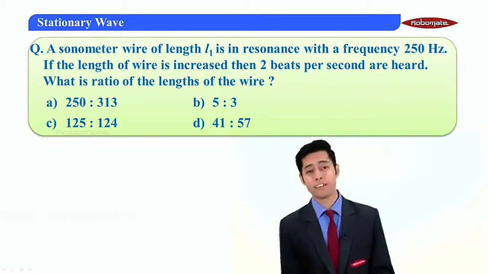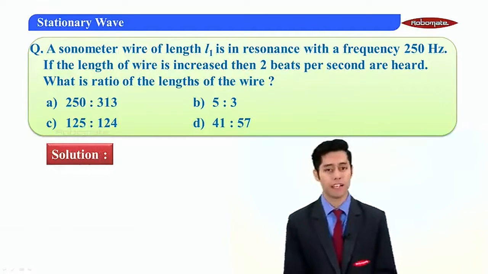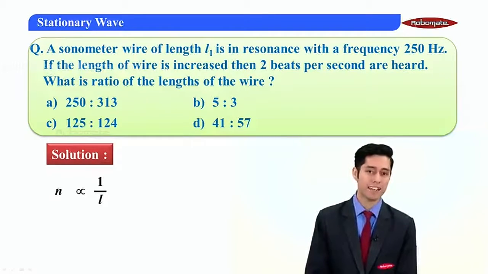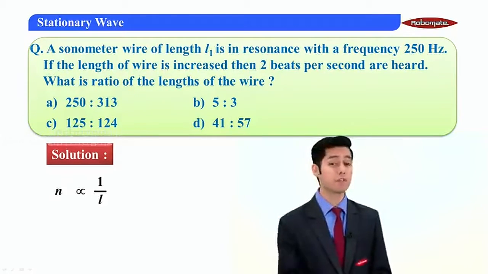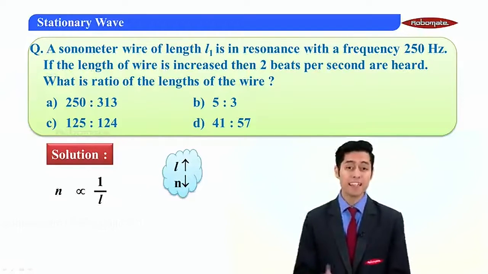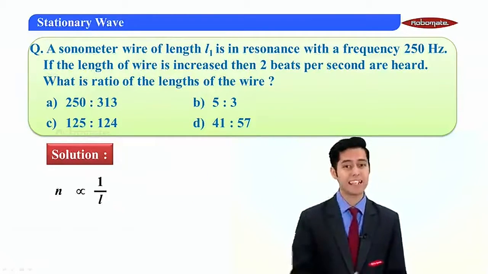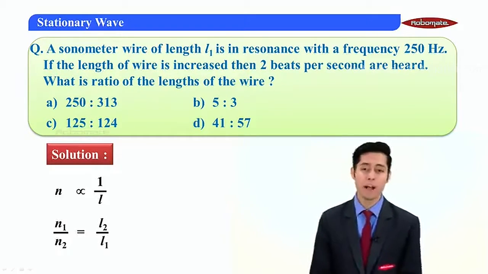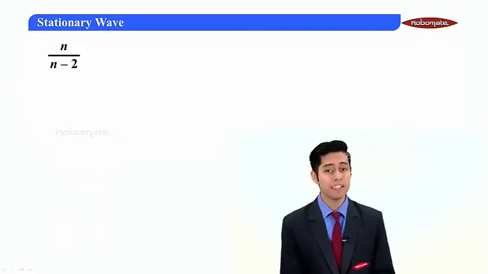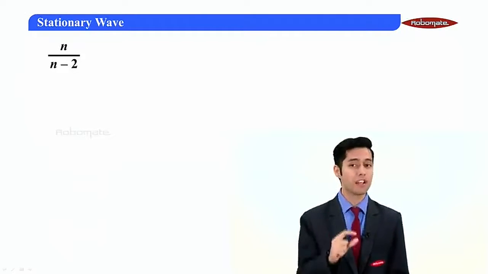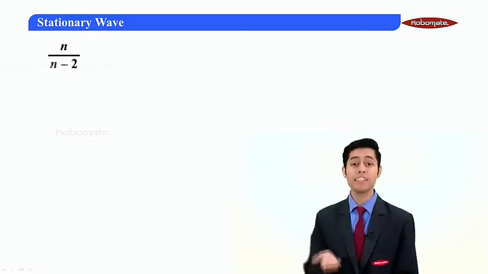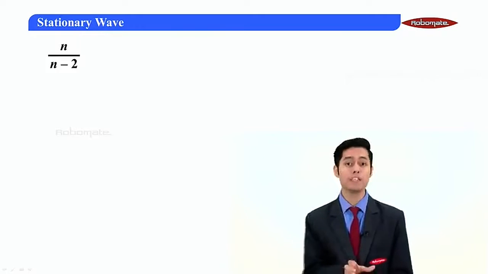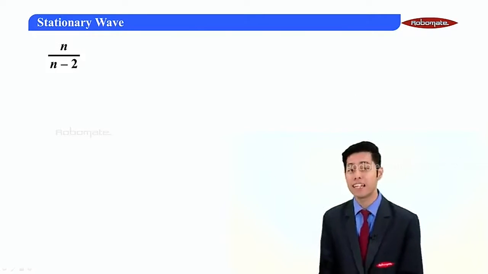What is the ratio of the length of the wire? So you need to find out the ratio of the length. I know that n is directly proportional to 1 upon L. Now frequency is inversely proportional to L. That means if the length increases, then the frequency decreases. So I can say N1 by N2 will actually be L2 by L1. Now we need to remember this. N1 is the original frequency, and N2, since the frequency is decreasing, it has to be N minus 2. That means 2 beats per second are heard, so this has to be a frequency less by 2.